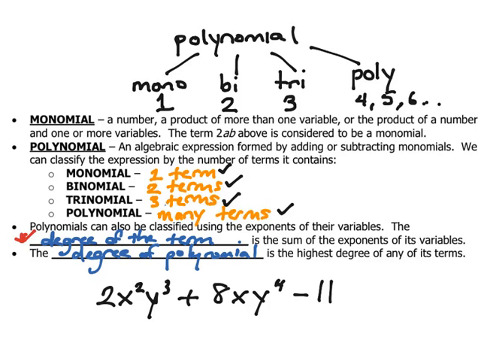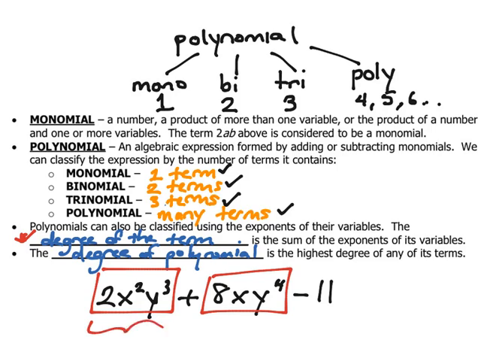So let's just talk about the degree of the term first. Each of these terms is able to have the degree calculated. And so for instance, the first one, in order to calculate the degree of just this one term, what you're going to do is add the exponents on top of the variables.